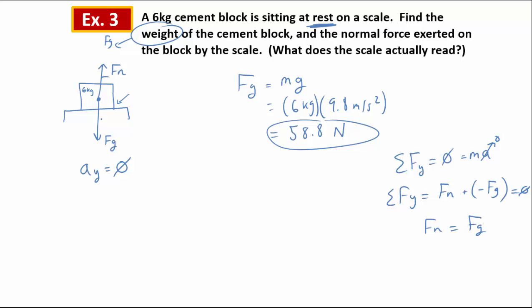So in this problem, with all these little congruency marks, those two forces are balanced. If they're balanced, the normal force is equal to the force of gravity, so I know that the normal force is equal to 58.8 newtons. And this is true because my acceleration in that direction was 0.